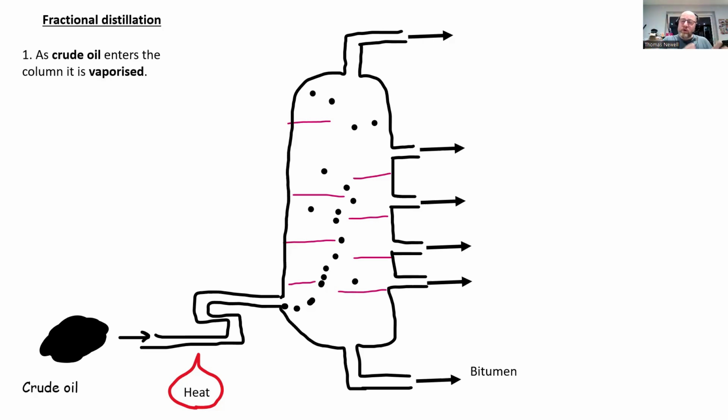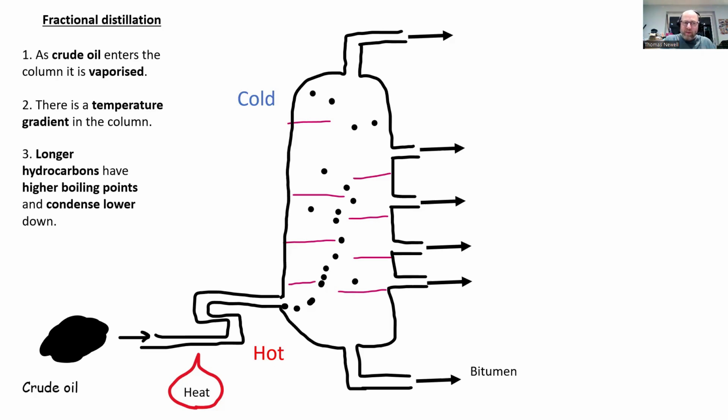Step 1, crude oil enters the column. It is vaporized. They do normally allow heated on the mark scheme, or evaporated or boiled, but you definitely will get the mark on vaporized. So there is a temperature gradient. You might not remember that fancy term, but it means that the tower is hot at the bottom and cold at the top. You can just say the tower is hot at the bottom and cold at the top.